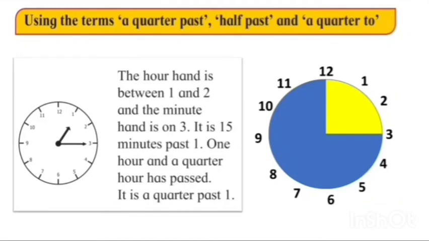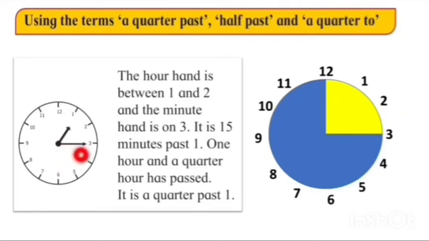Using the terms a quarter past, half past and a quarter to. The hour hand is between 1 and 2 and the minute hand is on 3. It is 15 minutes past 1. We can see over here, hour hand is between 1 and 2 and the minute hand is on 3. We can say the time in other way also.